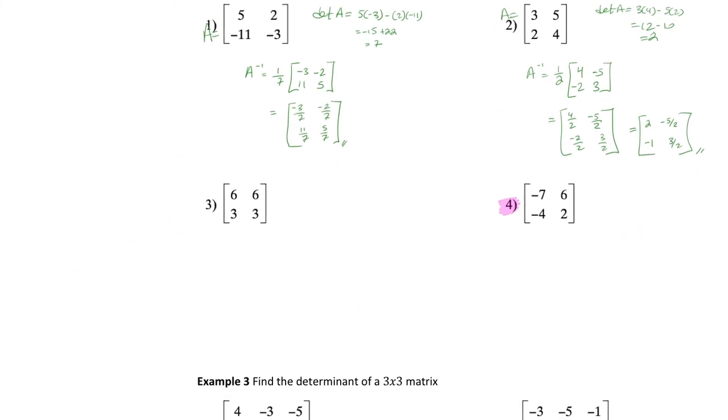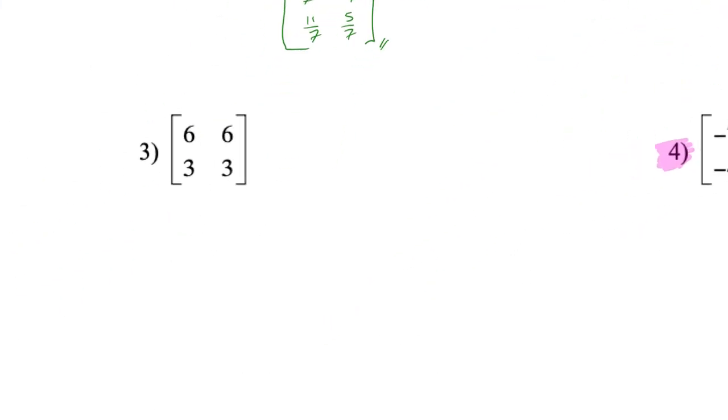Okay, let's see the next one. Number 3. Again, let's start by finding the determinant here. Let's name it A. So 6 times 3 minus 6 times 3. You can see that that one is going to give you 0. So that means that there's no inverse. Why? Because we cannot find the reciprocal of 0. The reciprocal of 0 is just undefined.